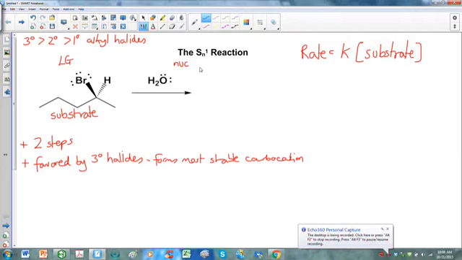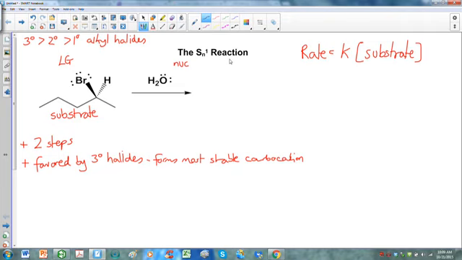Okay, in this video we're going to look at the SN1 reaction, the second type of substitution mechanism that we'll see in organic chemistry. We previously looked at the SN2 reaction, and we'll see that the things that favor the SN2 reaction are virtually the opposite to those that are favored in an SN1 reaction. To begin with, let's look at the rate law for an SN1 reaction.